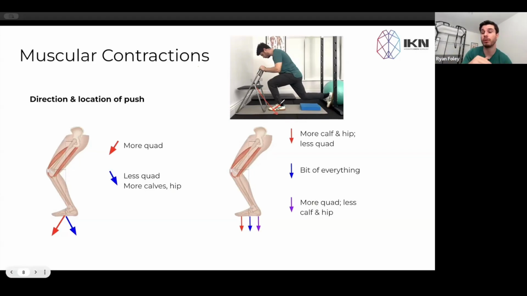When you push straight up, you're going to get a little bit of everything. You're going to get hips, quads, and ankle plantarflexors. When you push backwards, or if you're landing from a forward jump, for example, you're going to get a lot less hip, a lot less plantarflexor, and a lot more quads.